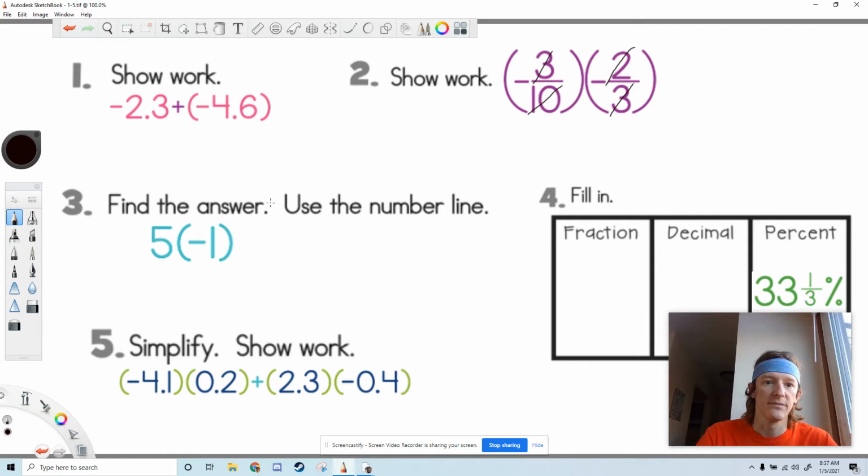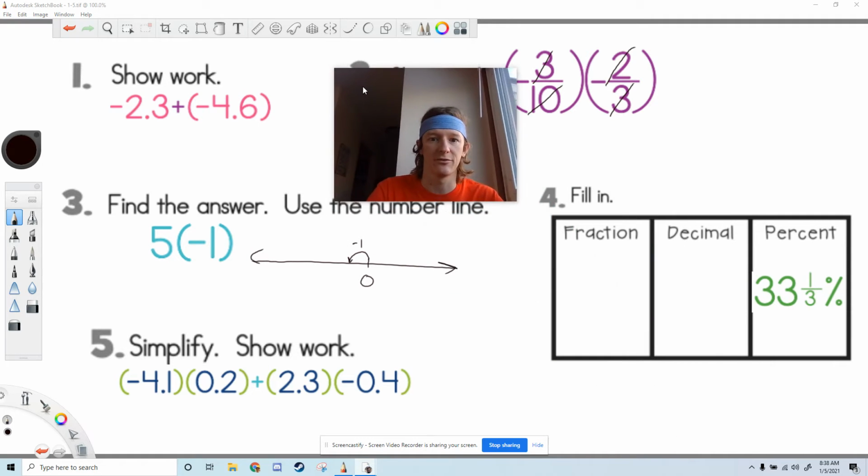For number 3, you need to use this number line. You need to show me 5 times the number -1. So you should start on your number line at 0, and then show me -1, and then do that 5 times. Show me 5 -1s. I know that you probably already know what 5 times -1 is, but I want you to model it on a number line for me.